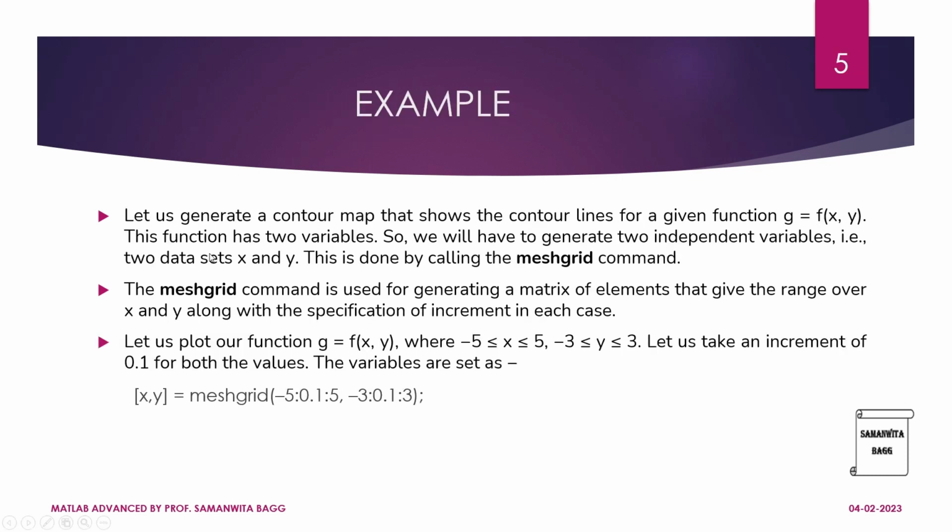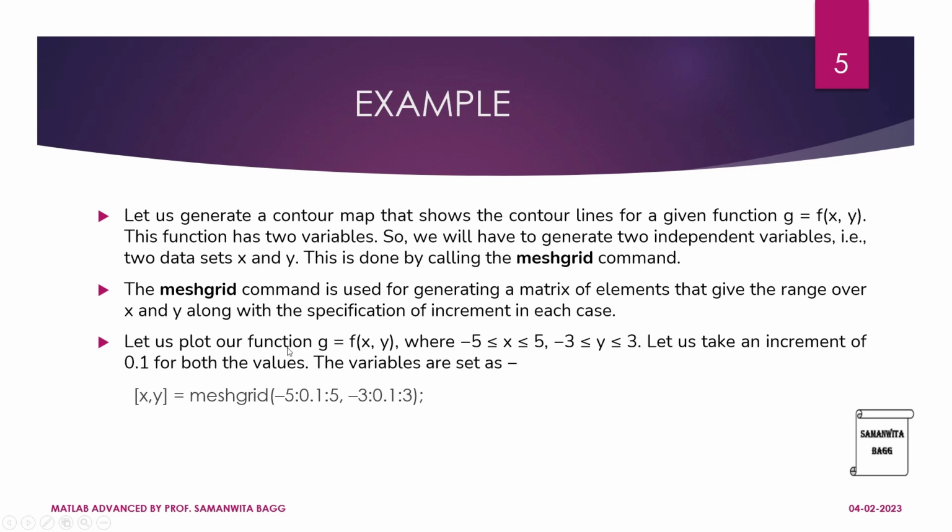Now we'll go for an example. Let us generate a contour map that shows the contour lines for a given function. g is a function of x and y. This function has two variables, x, y, as you can see. So we will have to generate two independent variables, that is two data sets, x and y. This is done by calling the meshgrid command. The meshgrid command is used for generating a matrix of elements that give the range over x and y along with the specification of increment in each case.